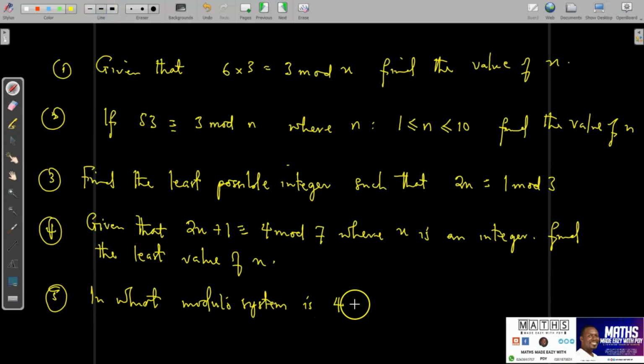4 plus 11 is equal to, or is equivalent to, 3. In what modulo system is 4 plus 11 equal to 3?